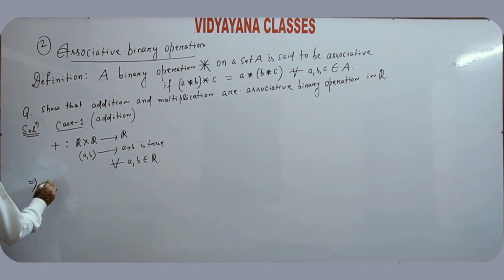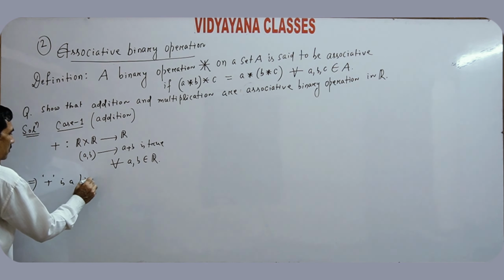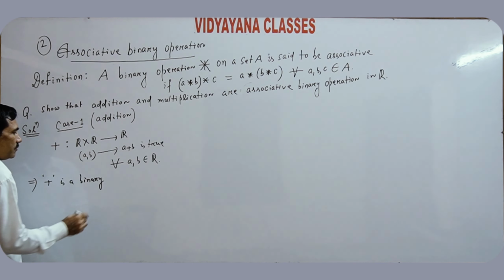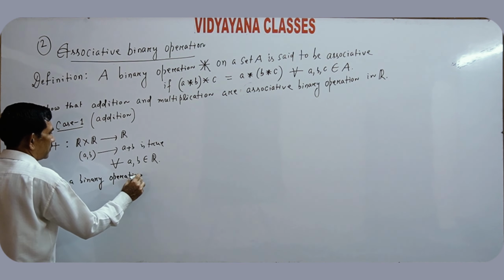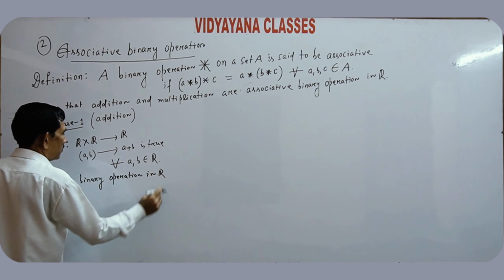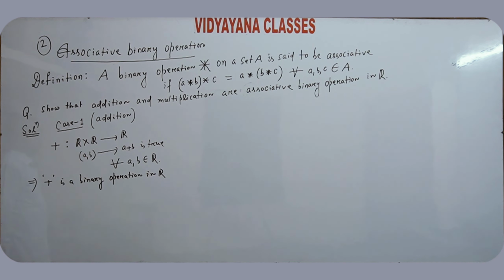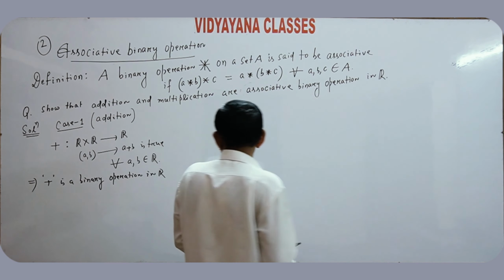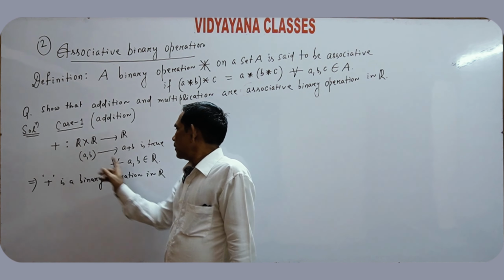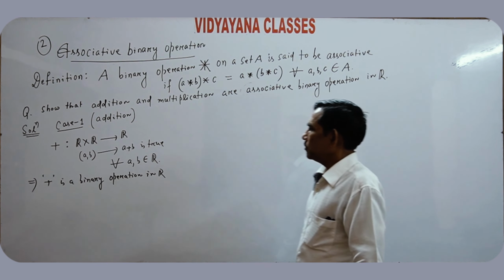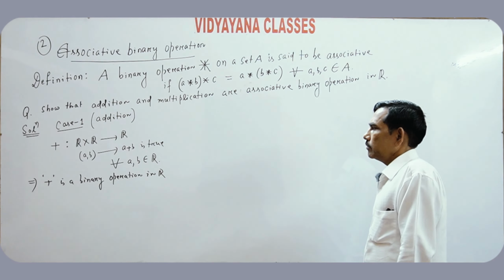It implies the addition, that is the plus sign, is a binary operation in R. Addition is a binary operation in R, since it satisfies the definition of binary operation. For all a, b belonging to R, a plus b belongs to R is true. So addition is a binary operation.